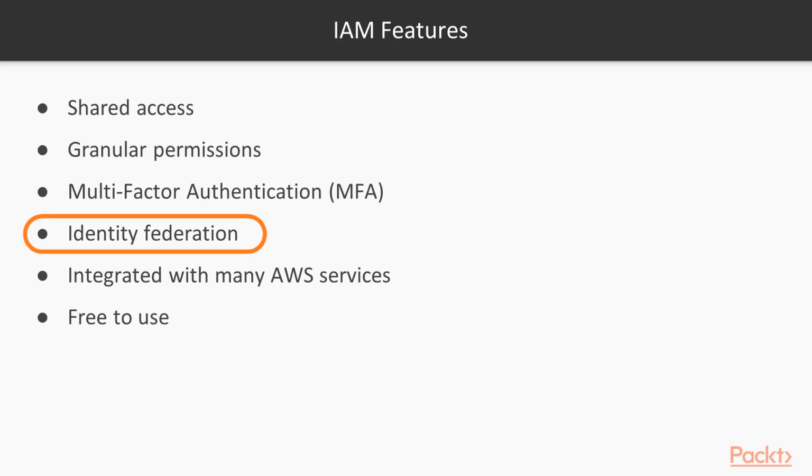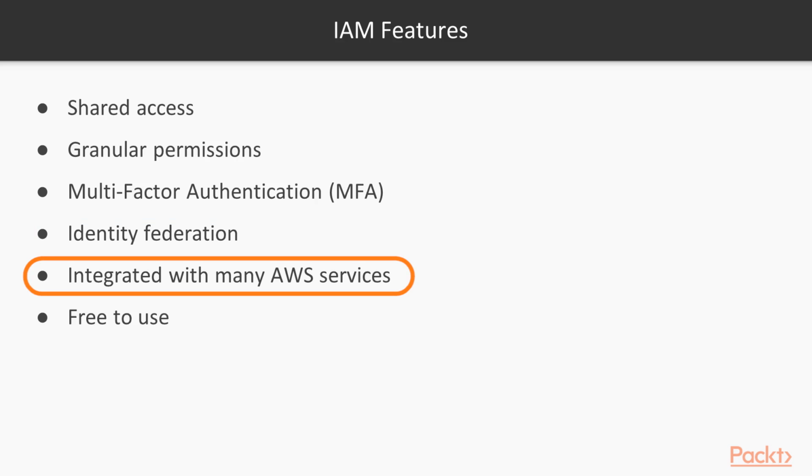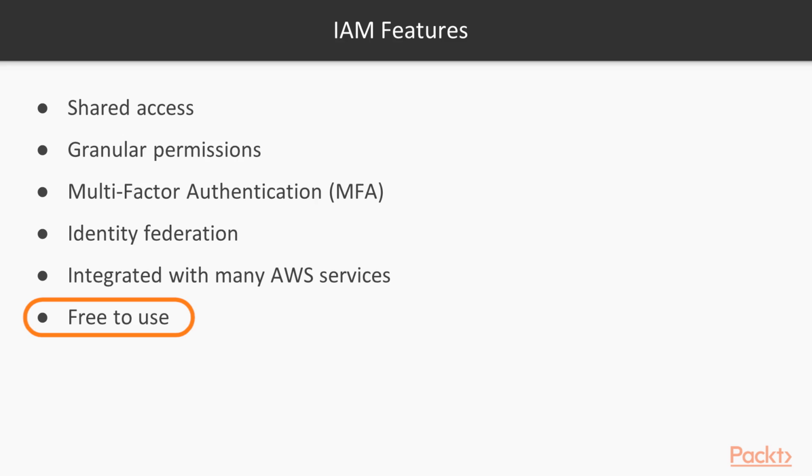With AWS IAM, we have Identity Federation, meaning that you can allow users who already have passwords elsewhere to get temporary access to your AWS account. AWS IAM is integrated with many AWS services. And finally, AWS IAM is a free-to-use service. It is a feature of your AWS account offered at no additional charge. You will be charged only for use of other AWS products by your IAM users.